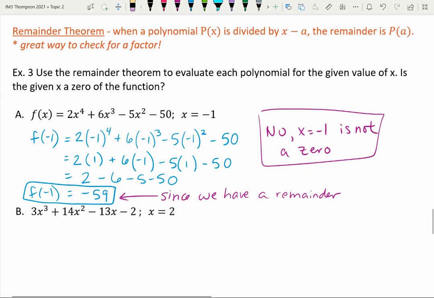So the second part of the question, is the given x a 0 of the function? It's no, it's not a 0 because we have a remainder.